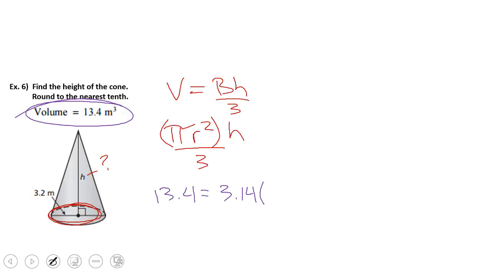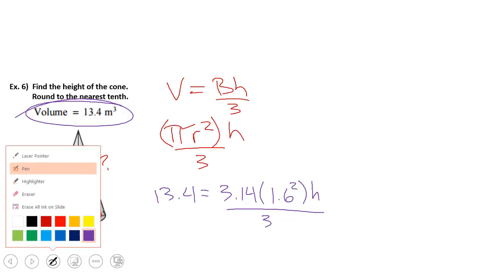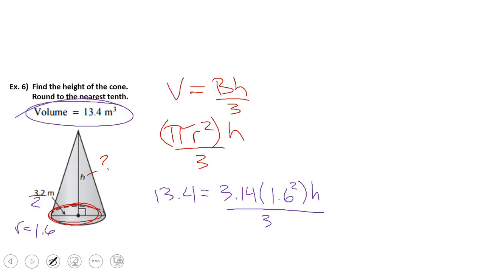We're going to write it out. We're going to say the radius. Oops, once again they gave us the diameter, so I'm going to divide that by 2. I get 1.6 is equal to the radius. So I'm going to go 1.6 squared times the height, which we don't know, all divided by 3. We're then going to start doing our math once again, and simplify by multiplying both sides of this equation by 3 to get rid of that 3.